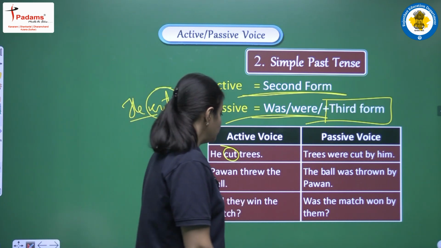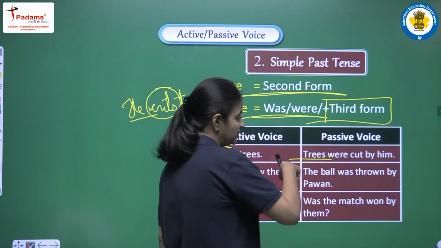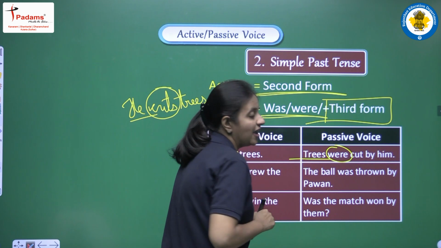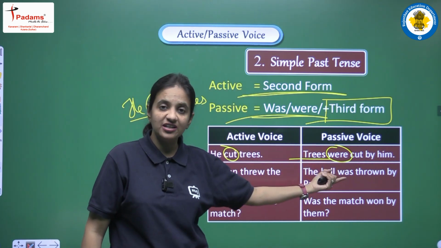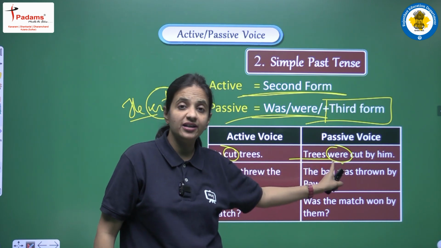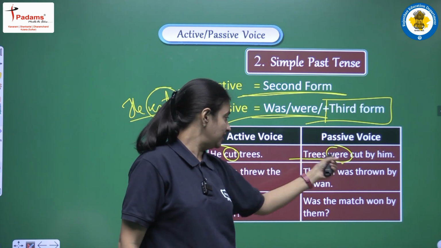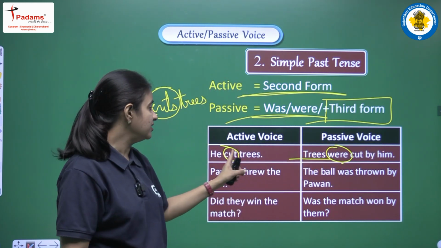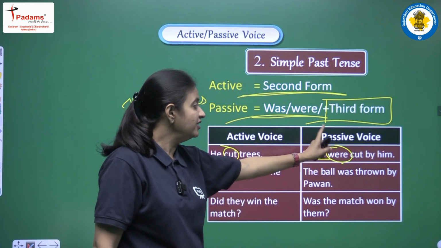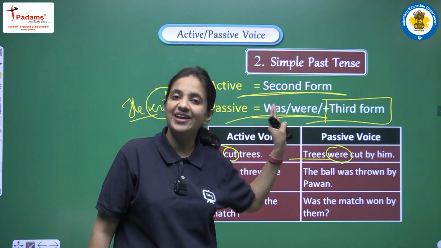So now first of all we have to use the object, that is trees. As a helping verb we are having two options, was and were. Because trees is a plural subject here, we will add were here, right? Third form will be cut, and he will be by him. So we are having: he cut trees. Passive voice will be: trees were cut by him.